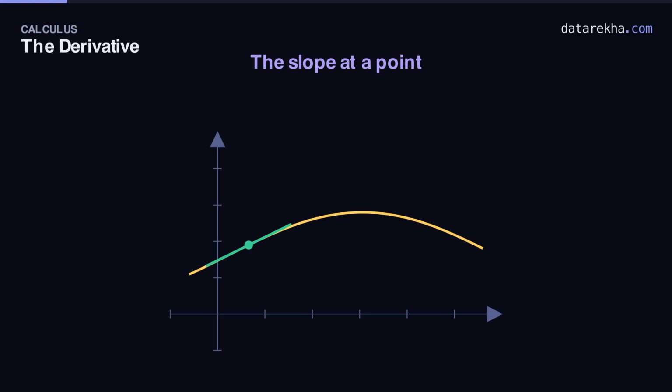Slide a tiny straight edge along the curve, and it tilts to match the steepness at each point. Gentle here, steeper there, then easing off. That local steepness is exactly what we're going to capture.